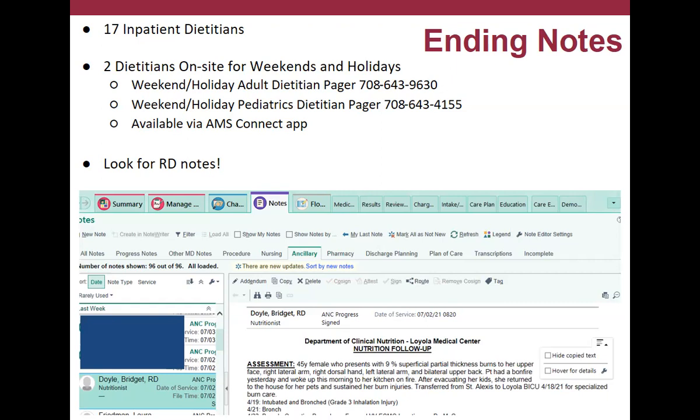We do have 2 dietitians on site for all weekends and holidays. There are their pagers, and also the AMS Connect app, which I think is awesome because we can just text instead of finding a phone to call each other. And then most importantly, looking for dietitian notes. I think it's easiest to find your notes, instead of through chart review, by going into the current encounter in the hospital in the notes tab, and then ancillary. That's where PT, OT, speech, social work, and dietitian notes are going to be.